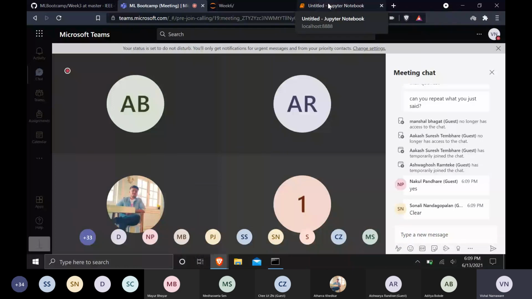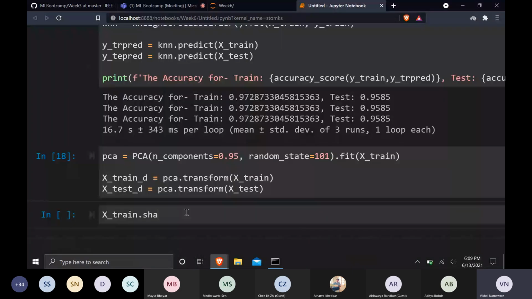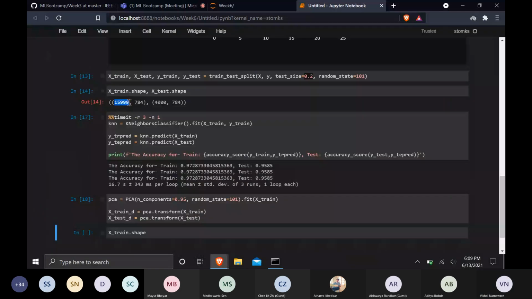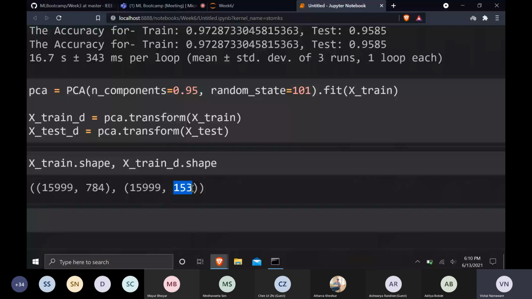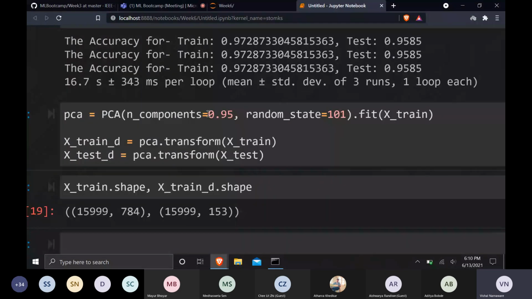So we are also going to check the X_train shape. Remember the X_train shape earlier was 15,999 samples and 784 features. Right? So after this X_train is decomposed, we are going to see its shape also. We can see that the number of features has reduced from 784 to 153, and this still has almost the same variance of 0.95.